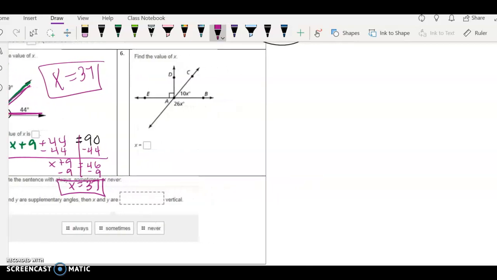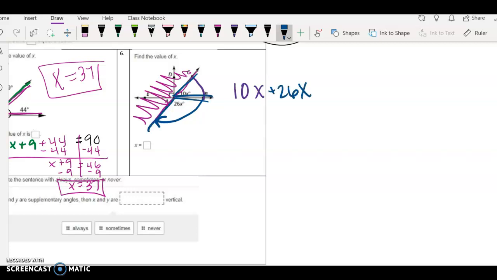All right, over here, we can see that this is a straight line. And so I'm actually going to color all of this away because I don't need it. To get from here to here, I go 10x. And then to get from here to here, which makes it a straight line. So it's this angle plus this angle. It gives me 180 degrees.